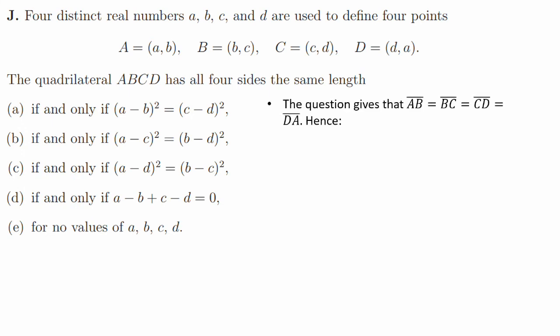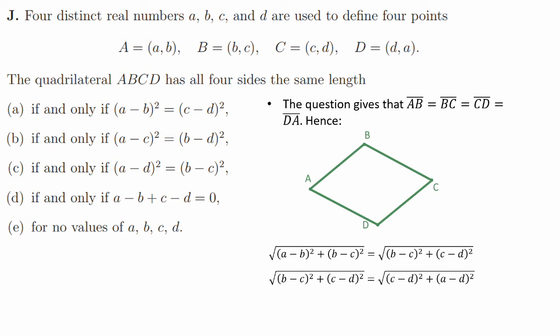In this question, we're given 4 points, A, B, B, C, C, D, and D, A, and we're asked to tell under what conditions ABCD has all 4 sides the same length. We can use the distance formula to determine the lengths of each of the sides, and we can make these equal to each other. Hence, we are going to have the square root of the quantity a minus b squared plus b minus c squared is equal to the square root of the quantity b minus c squared plus the quantity c minus d squared.